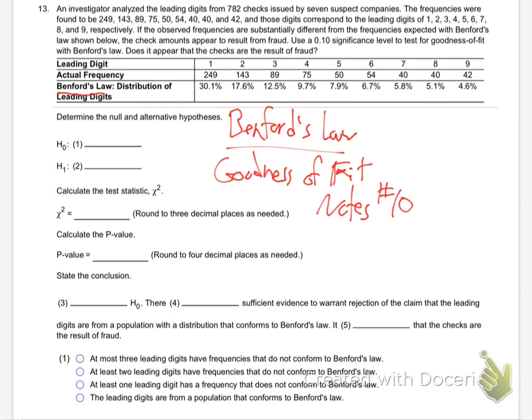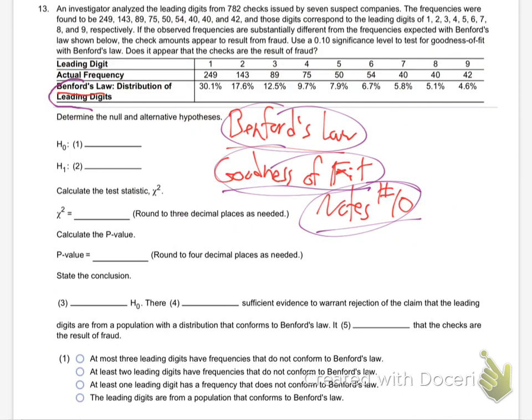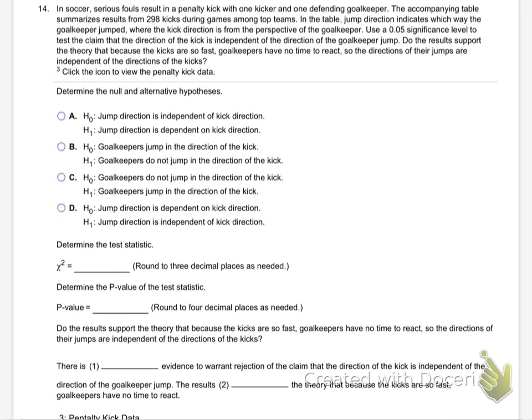But I want you to recognize if there's a Benford's law question on the exam number 4, that's always goodness of fit, notes number 10. So just put that right on your notes for exam number 4. Benford's law is goodness of fit, notes number 10. And equal frequency is goodness of fit, notes number 10. So if you see an equal frequency problem or a Benford's law problem, you know they're notes number 10, goodness of fit. 2 more to go.